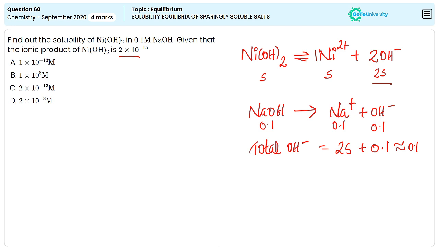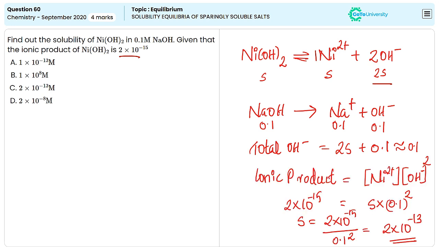When we add nickel hydroxide into sodium hydroxide solution, the common ion is hydroxide ion. So the total concentration of hydroxide ion will be 2S plus 0.1, approximately equal to 0.1. Because nickel hydroxide is a sparingly soluble salt, the amount of hydroxide ion produced from nickel hydroxide will be very small. So the value of 2S will be very much less than 0.1. So we can write the total concentration of hydroxide ion as equal to 0.1.